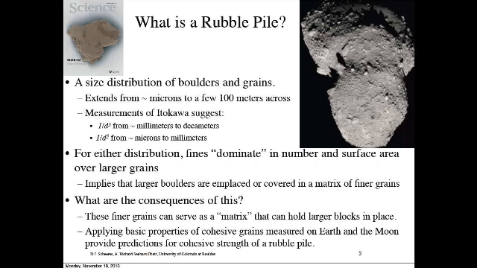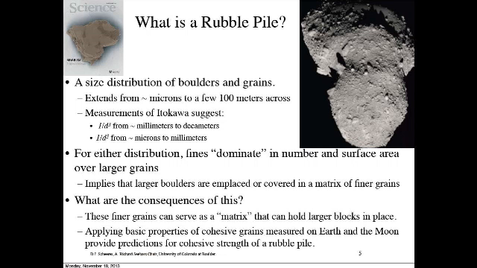So what is a rubble pile? Fundamentally, it's not a bunch of equal-sized boulders, but it's the size distribution of boulders and grains that goes from microns up to potentially a couple hundred meters across. Measurements from Itokawa suggest it follows a 1 over d cubed cumulative size distribution from millimeters to decameters, and from the sample, we know that the grains go all the way down to microns, and they were able to infer a microns to millimeter 1 over d cubed distribution.